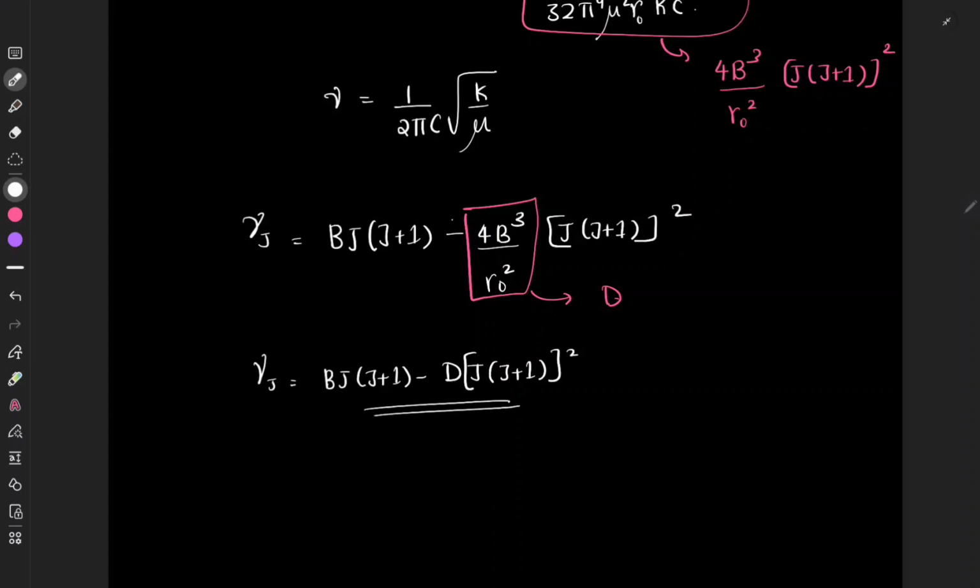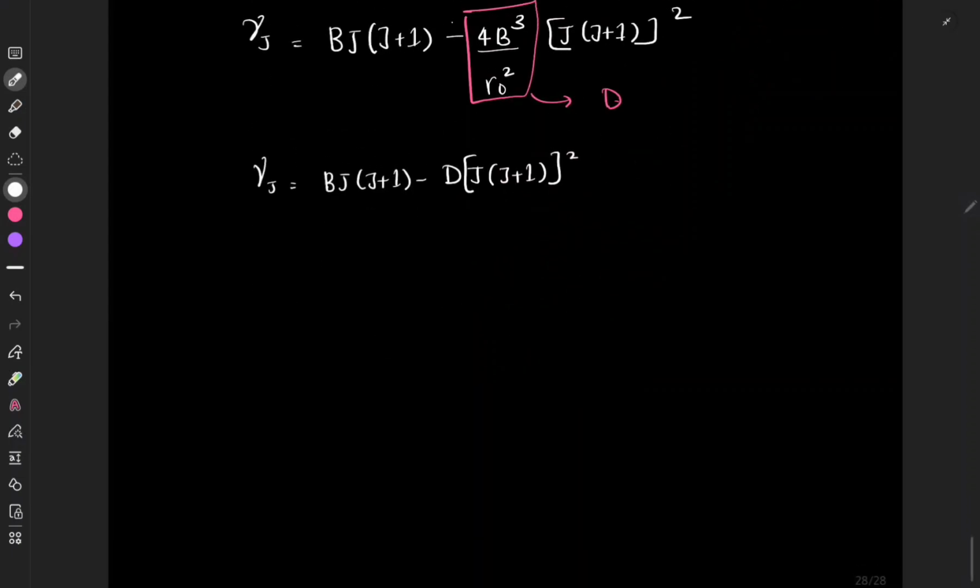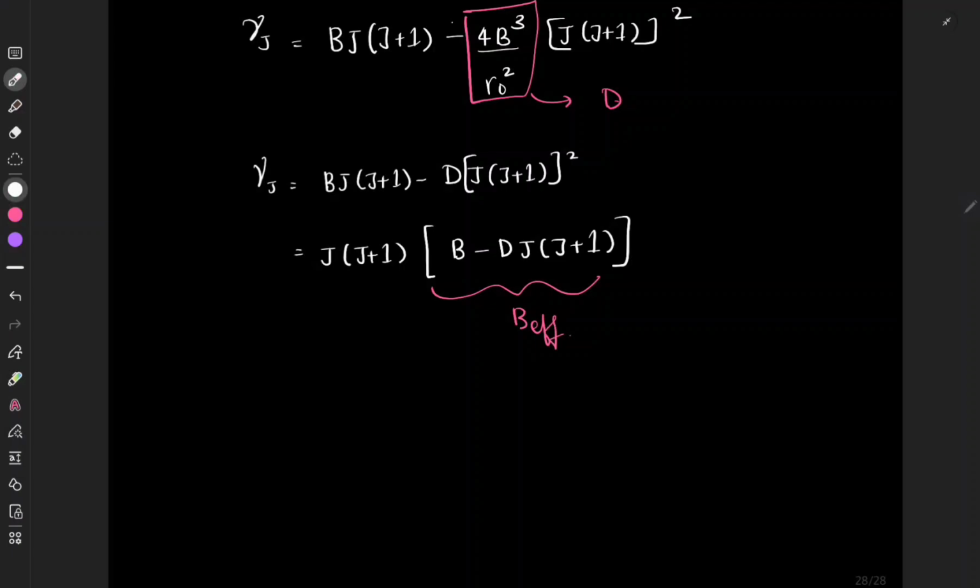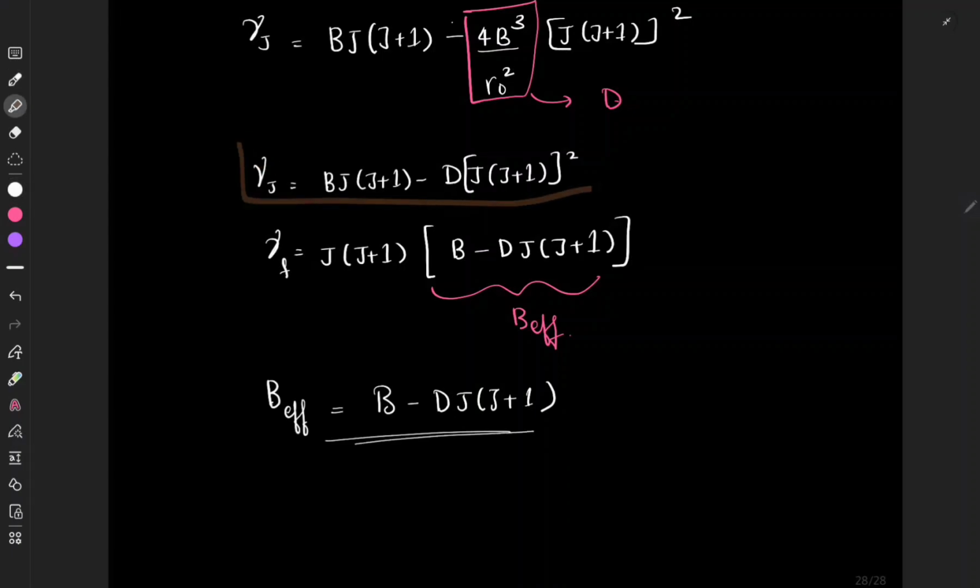Maybe I can simplify more. I can take j into j plus 1 common. I'll get B minus D j into j plus 1, and this one over here I can write as B effective. So the formula simplifies into B effective is equal to B minus D j into j plus 1. So this is a simplified equation. You can stop at this stage itself.